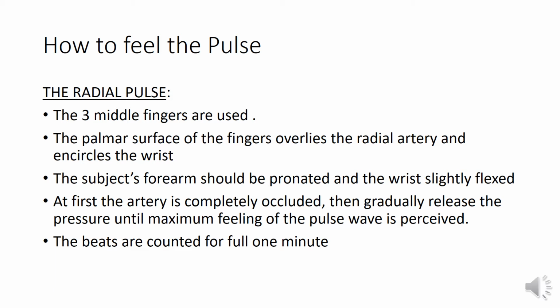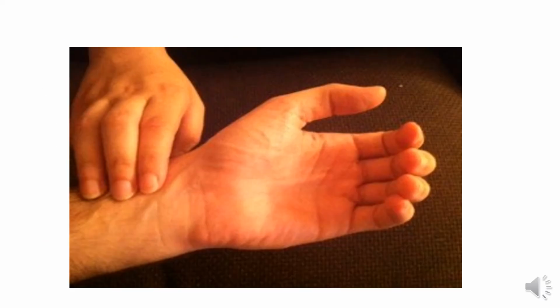In the later part of the slideshow, you'll be able to see some pictures as well as a video. So you can see here, the subject always has to be relaxed, and his hand should be relaxed and always supported. So either there should be a table underneath, or the examiner should support his hand, and with the other hand, with the three middle fingers, we check the pulse.